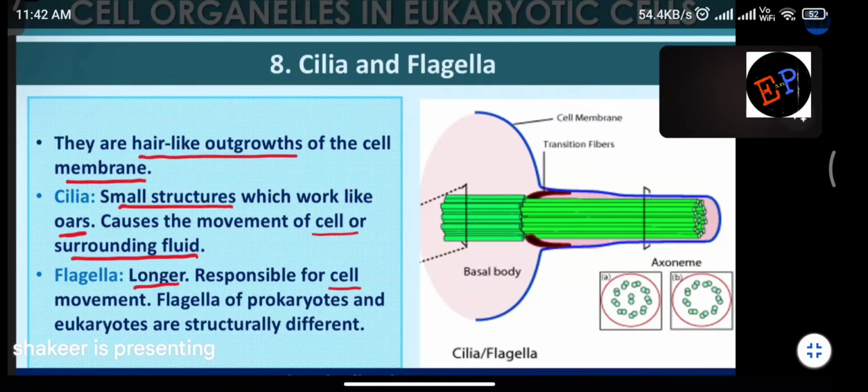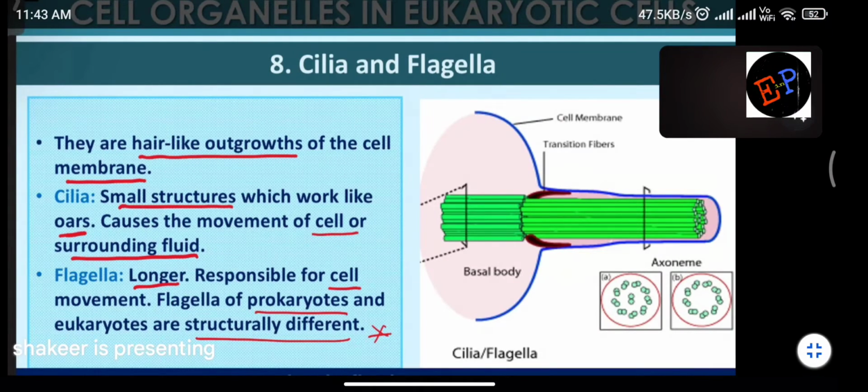Flagella of prokaryotes and eukaryotes are structurally different. So the structure of flagella present in prokaryotes and the structure of flagella present in eukaryotes are not one and the same. They are different. Are you able to understand, ma? So basically, cilia and flagella, what will they do? Both of them are responsible for movement of the cell. Are you able to understand, ma?